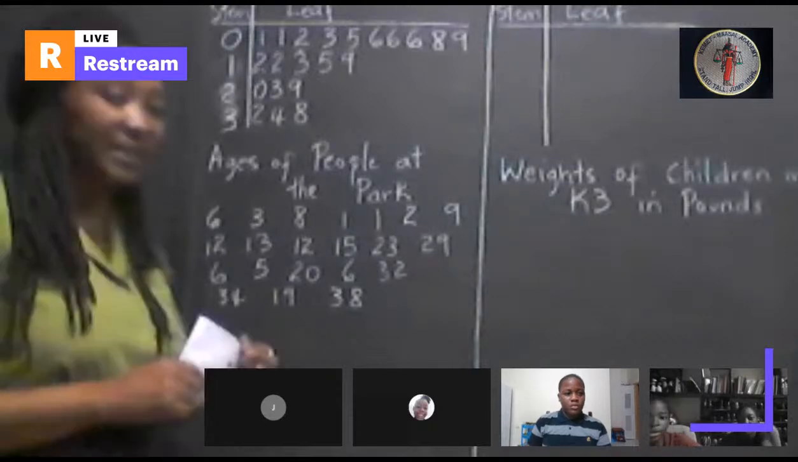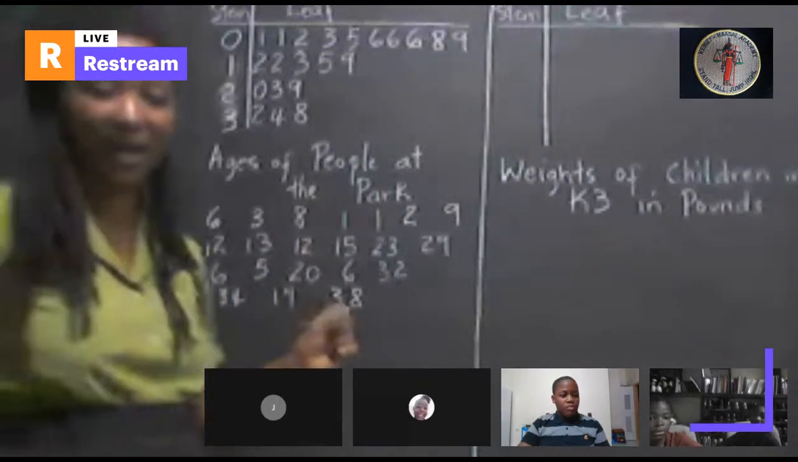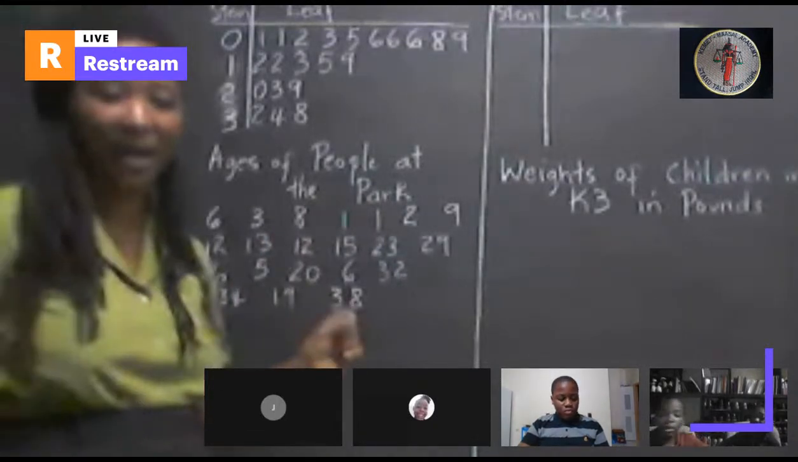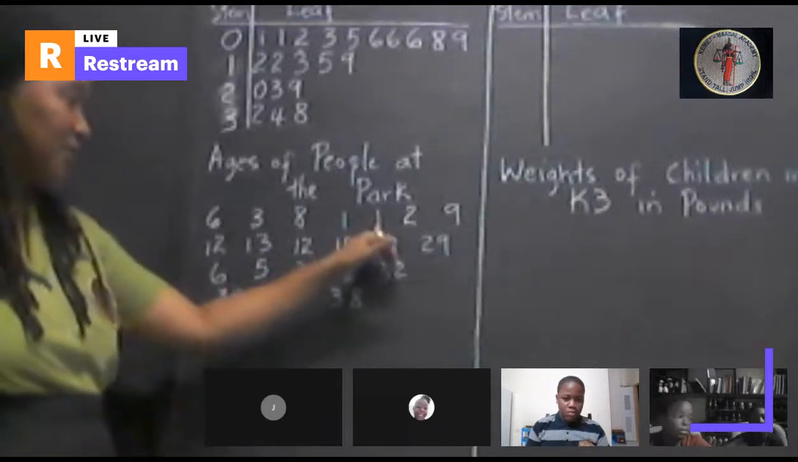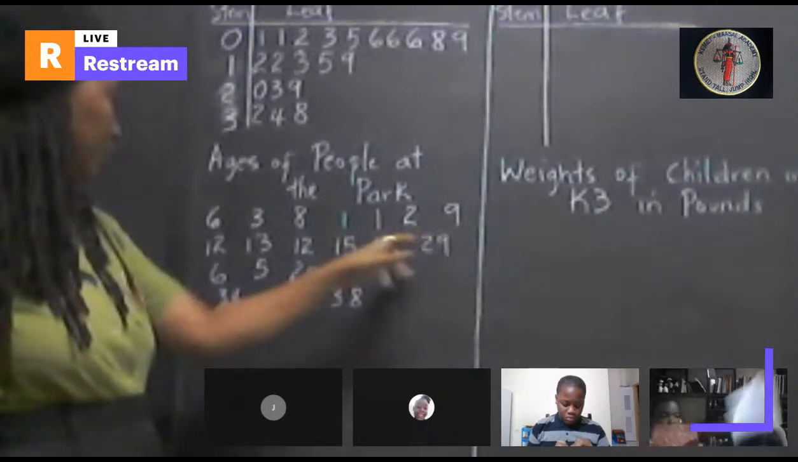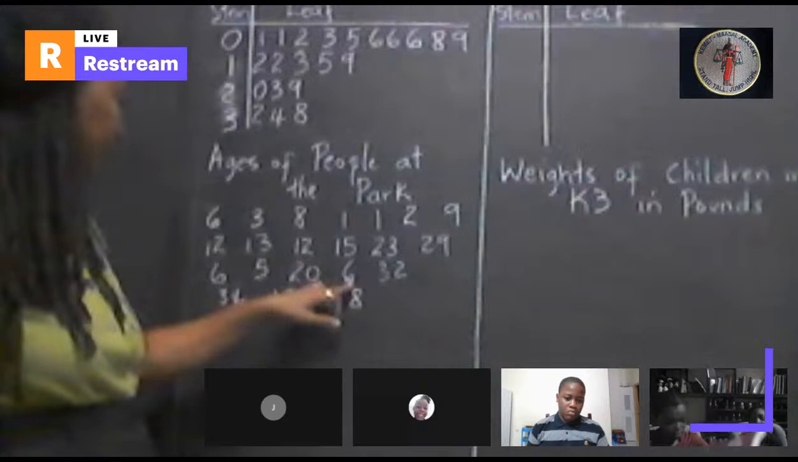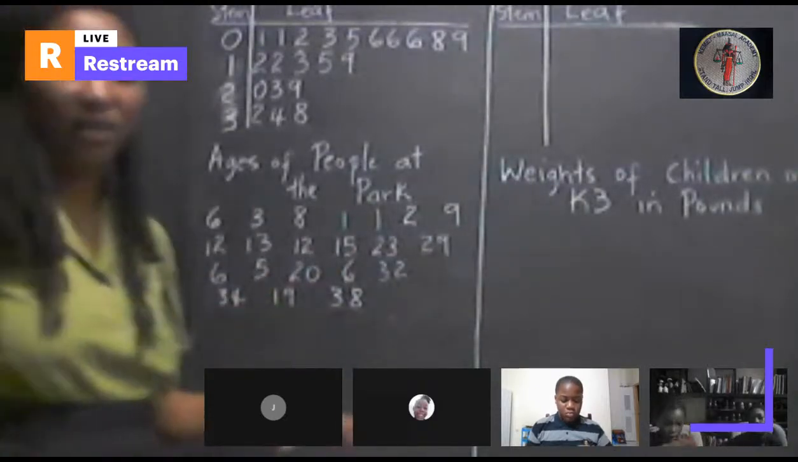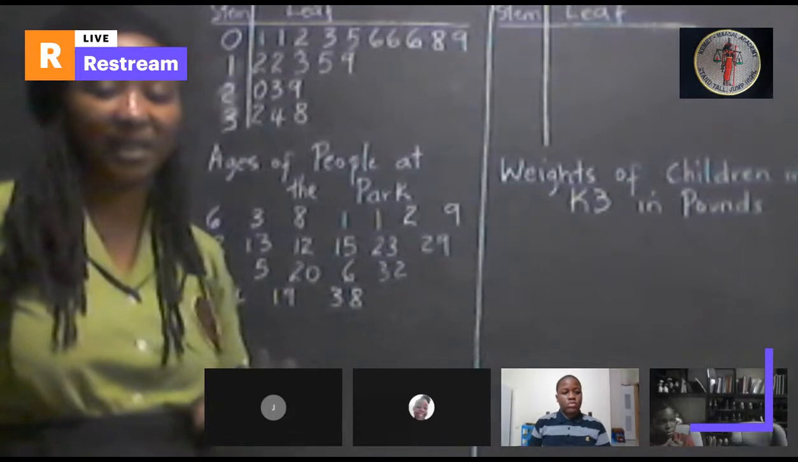So we went to the park, we asked persons, how old are you? And they were willing to tell how old they were. 2 of them were 1, and their moms told us she's 1 or he's 1. 1 of them was 2. We had a 3-year-old, 3 6-year-olds, and so on. Now we want to put this information in the stem and leaf plot.